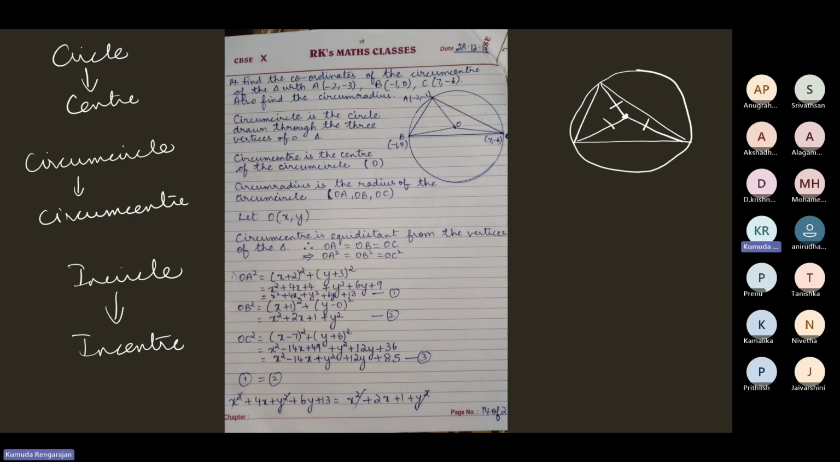The question is, find the coordinates of the circumcenter of the triangle with vertices ABC given. Then also find the circumradius. So what is the condition to work here? We know that OA is equal to OB is equal to OC. Because what is OA? Radius. OB? Radius. OC? Radius. O? Circumcenter. So that's the condition. Now you know how to work with this condition, children. Similar to what we did with equilateral triangle. So I'm not explaining that.